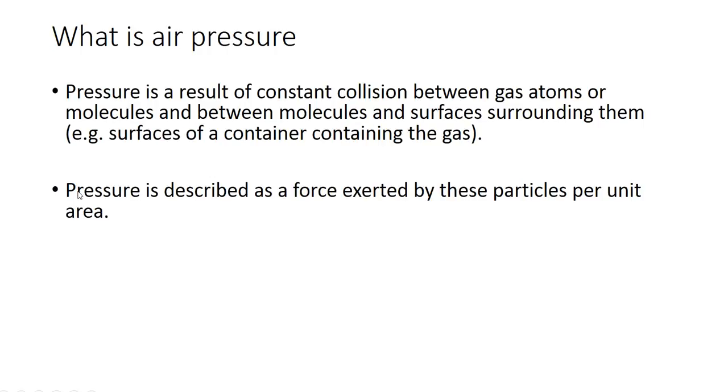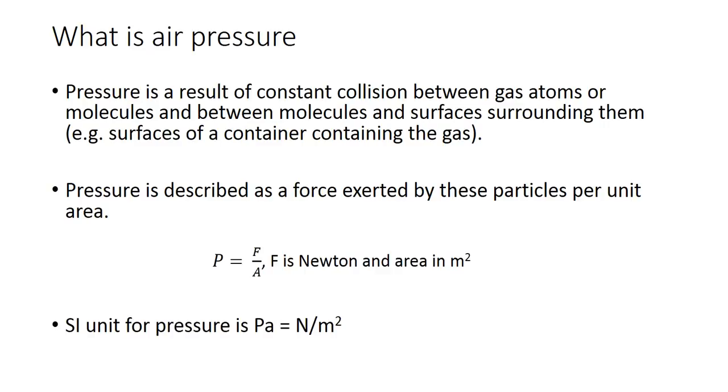In other words, pressure is described as a force exerted by these particles per unit area. So if you have to use a formula, pressure, which is P, is given by force over unit area. Force is given in Newtons and area is given in square meters. So the SI unit for pressure is a Pascal. A Pascal is given as a Newton per square meter. Newton because of the force, square meter because of the area. So this is the SI unit for pressure.